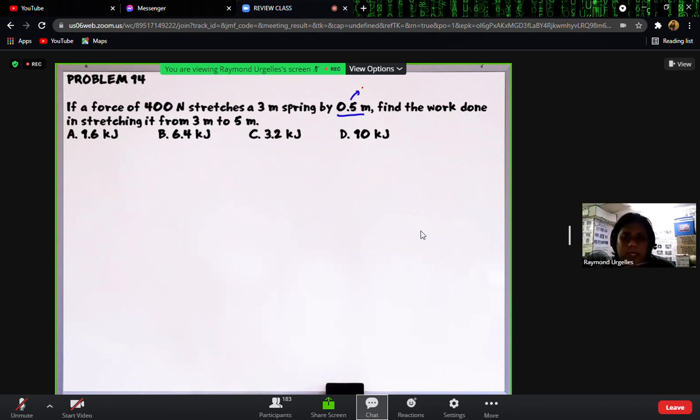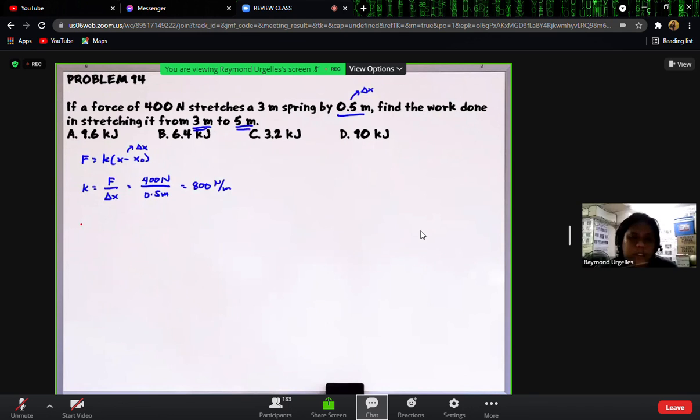If a force of 400 newtons stretches a spring 3 meters by 0.5 meter, remember, this is delta x. Our equation for the force is given by k multiplied by x minus x sub 0, which is delta x itself. Which means the spring constant is just equal to the force we exerted for the elongation delta x. So this is 400 newtons divided by 0.5 meters. You will get 800 newtons per meter.